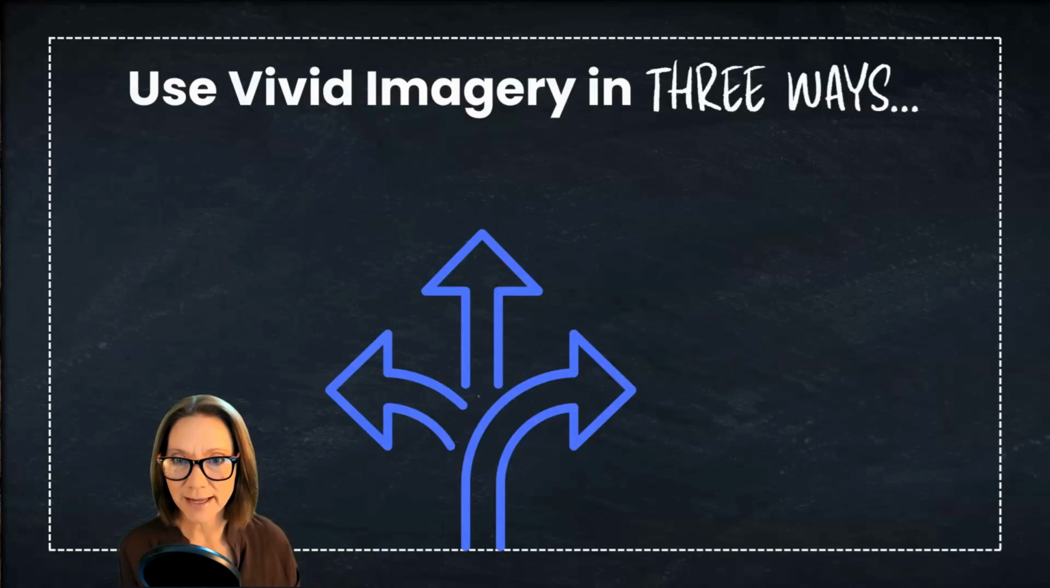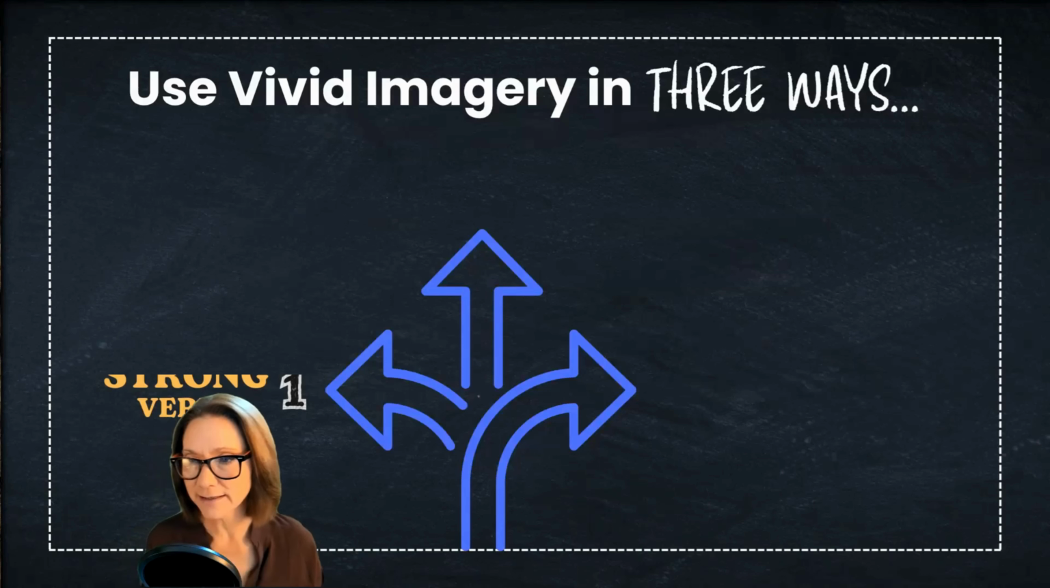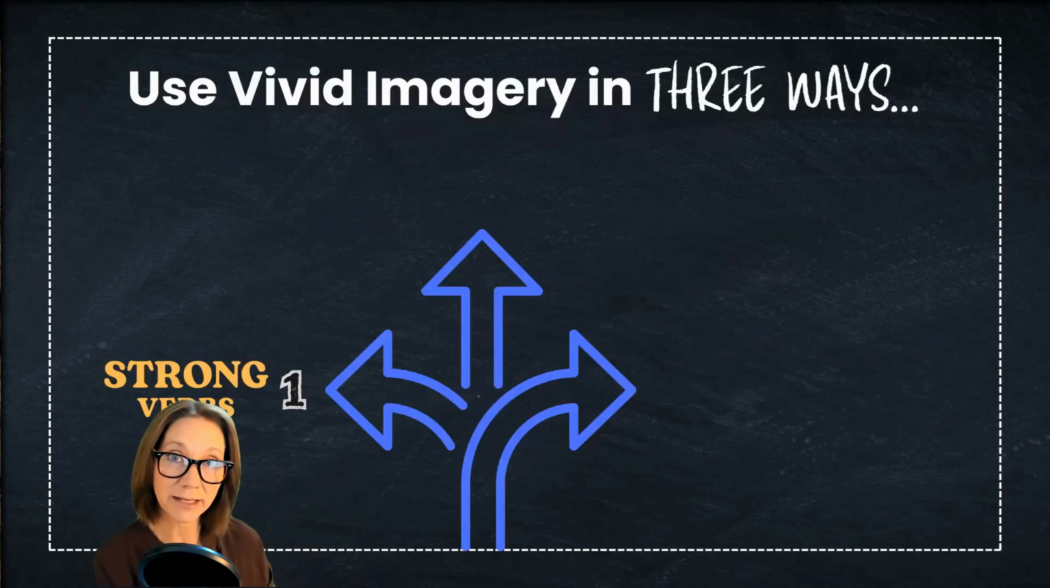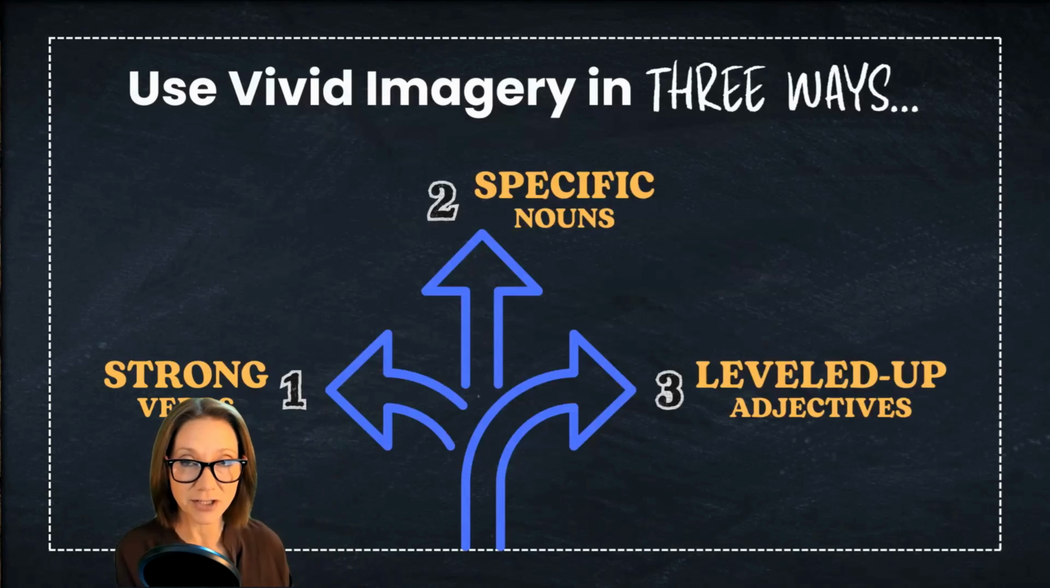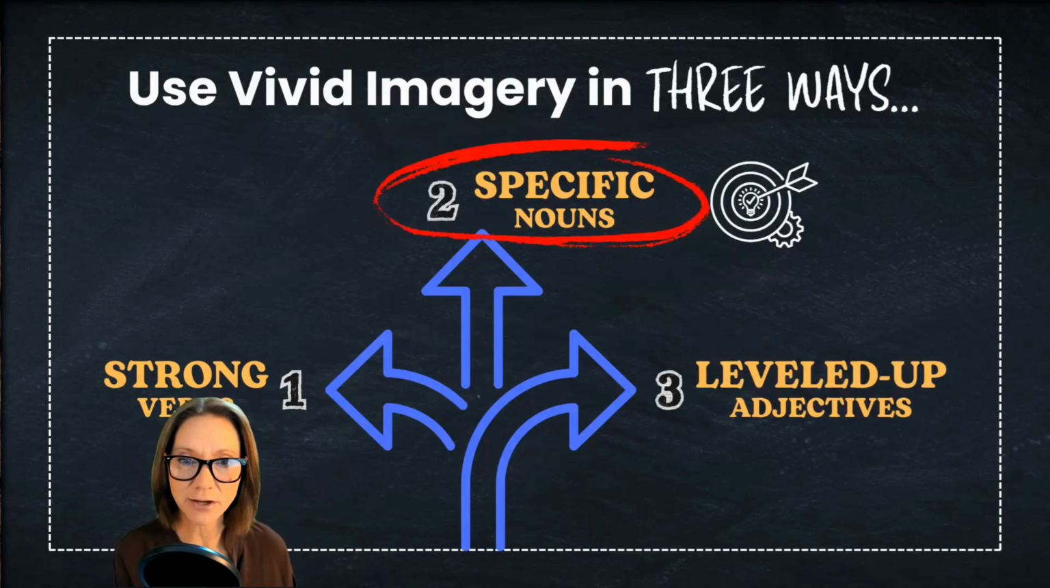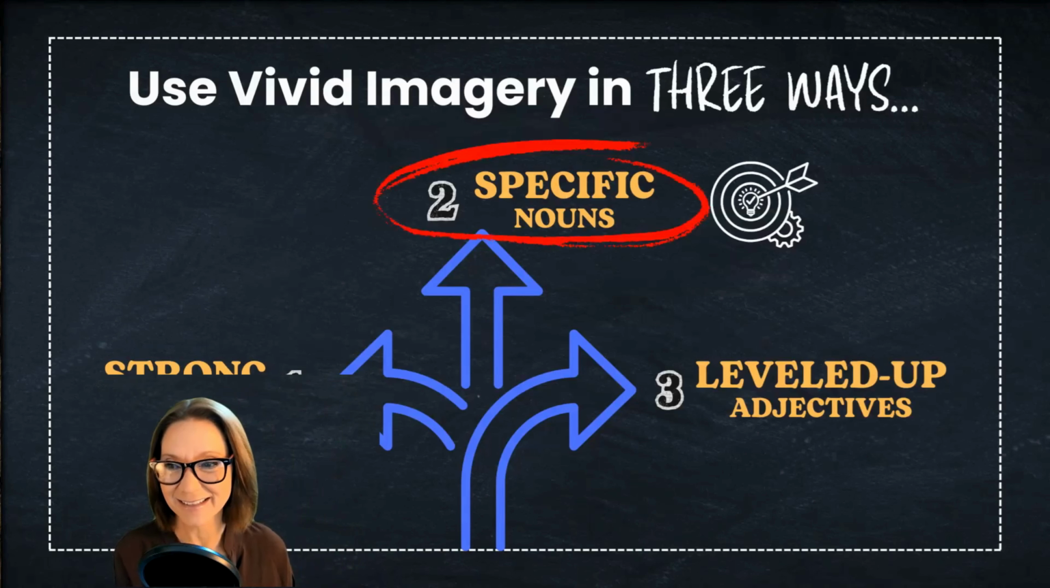So 3 ways that you can do this. 1 is strong verbs, which is what we talked about in the last video. 2 is specific nouns, and 3 is leveled up adjectives. And in this video, we're going to talk about specific nouns.